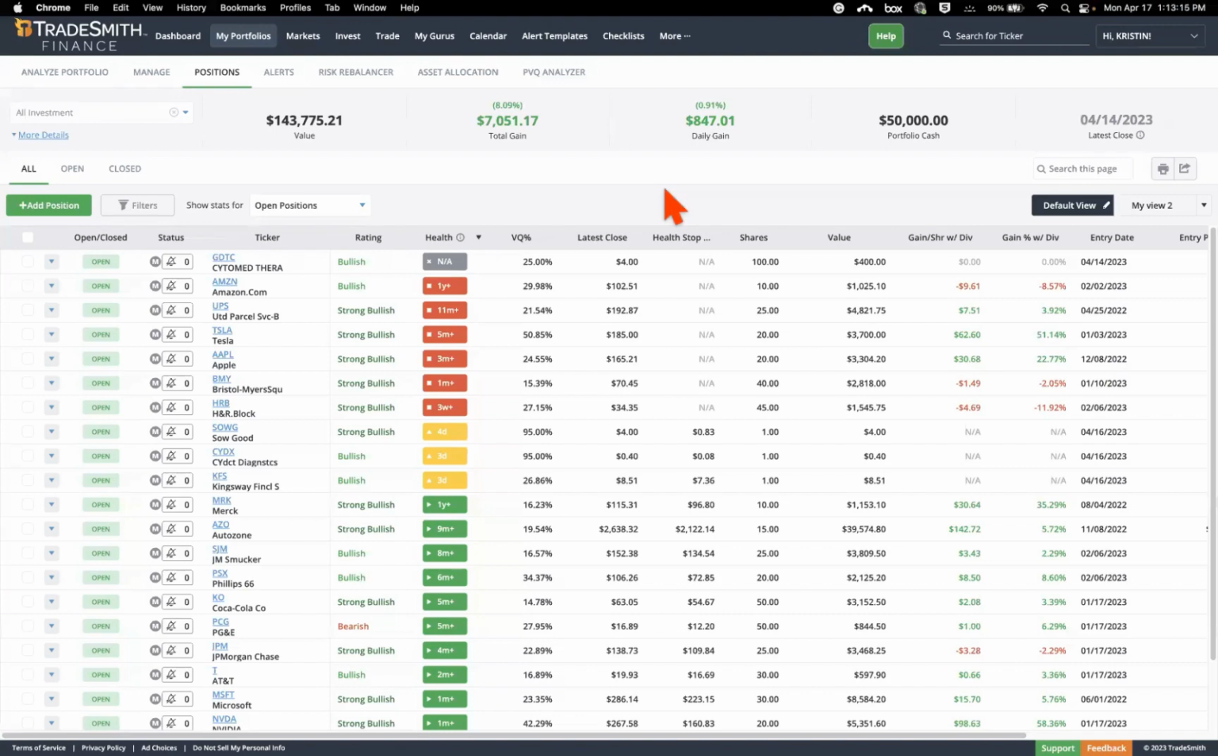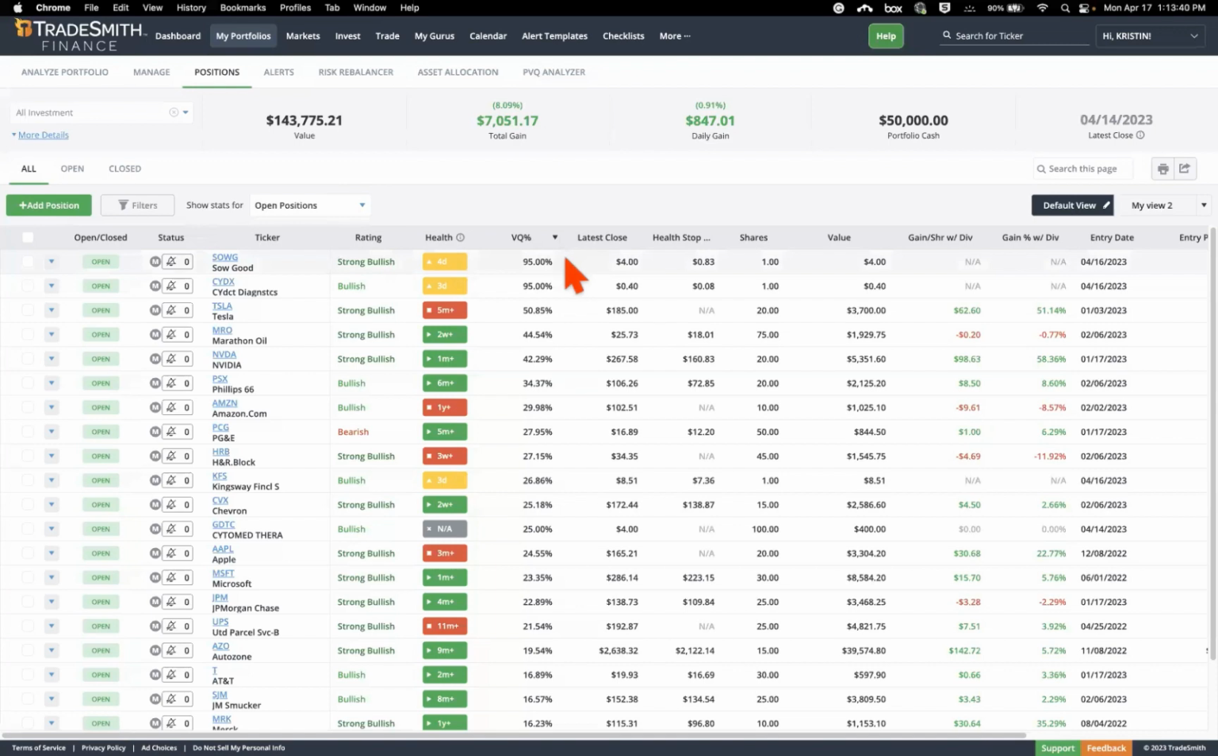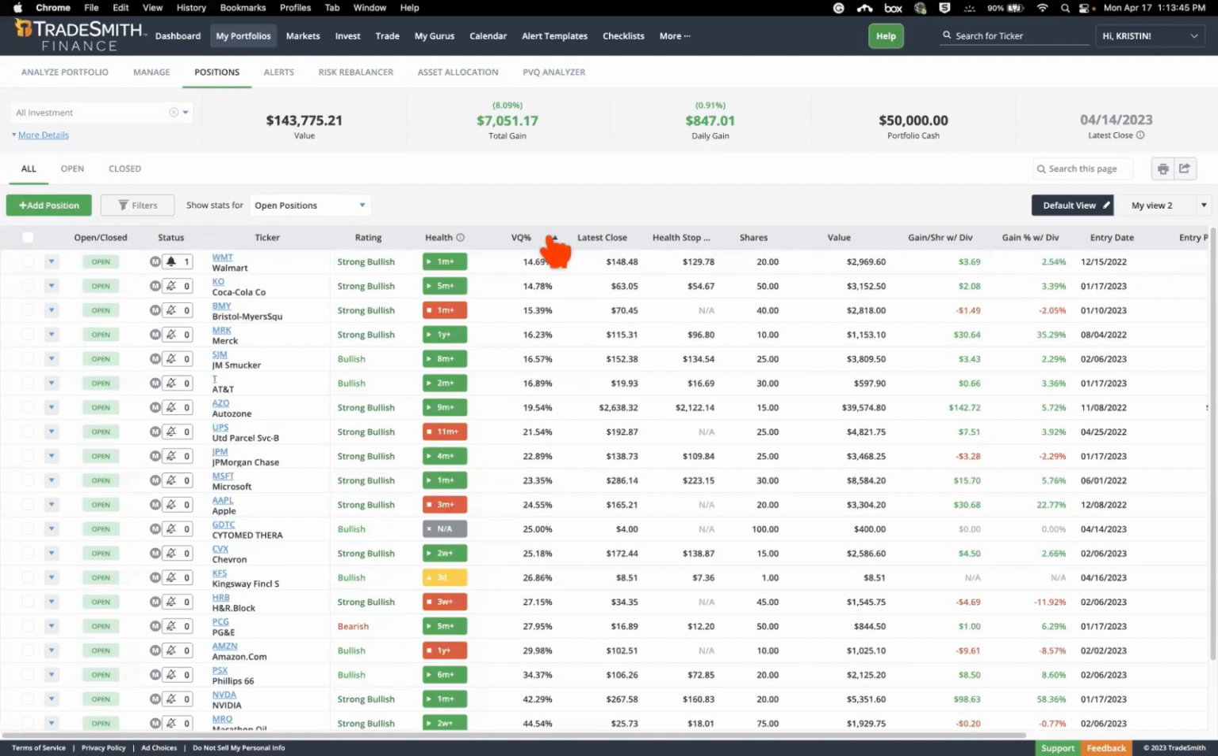All right, so what I want to first start off with is defining the volatility quotient, or the risk indicator. It's this column right here, the VQ, and you can notice if I tap on that, you can arrange it in ascending or descending order. So you can have the positions with the lowest VQ at the top, or if you click on it again, you can have the positions with the highest VQ go to the top. I'm going to do it the other way though. All right, so we're focusing on this column right here.